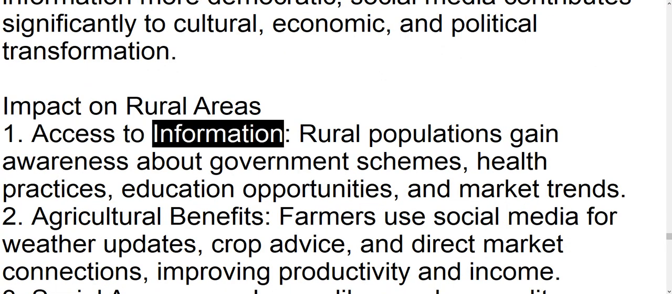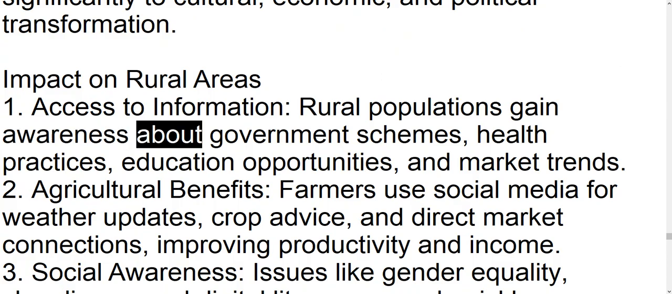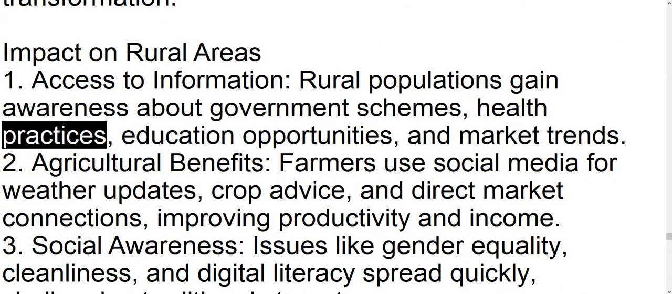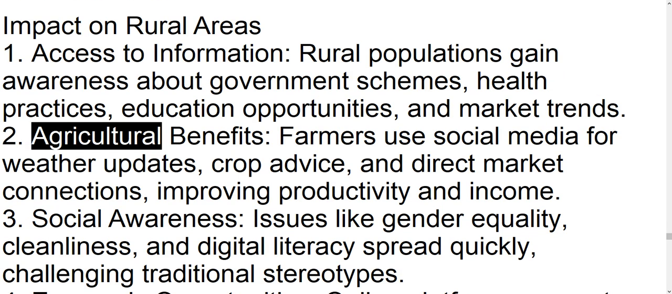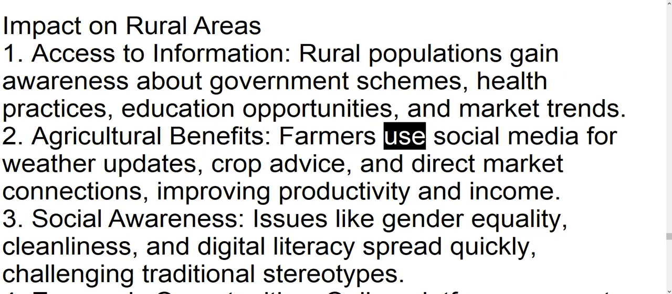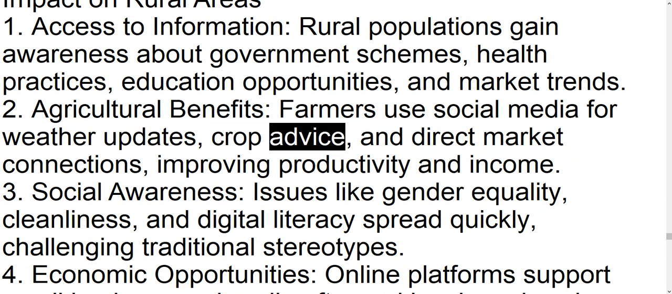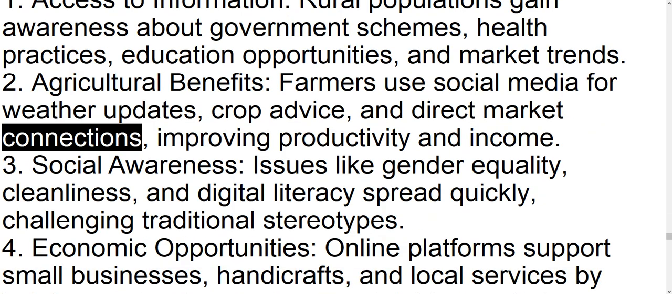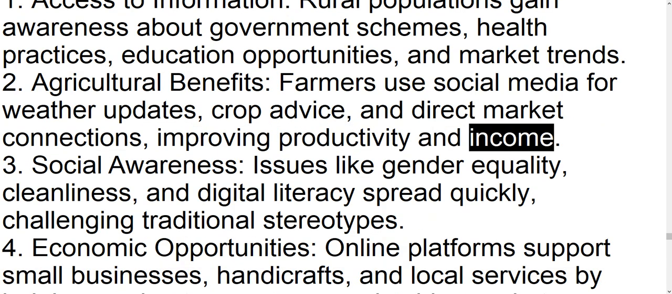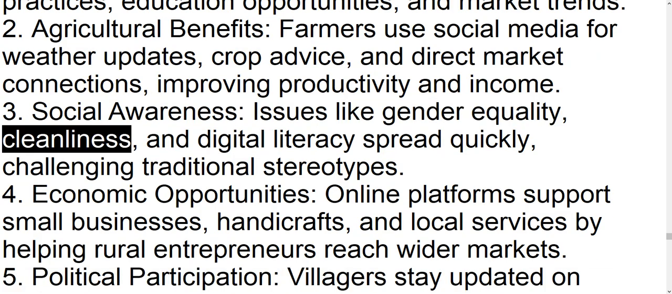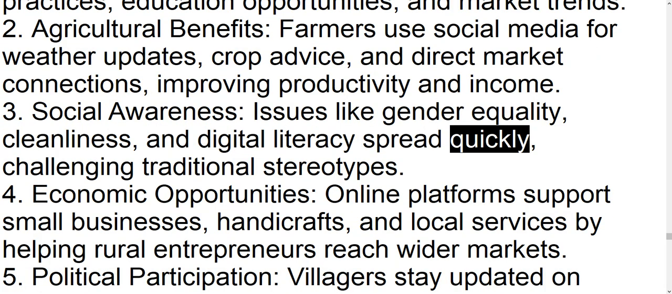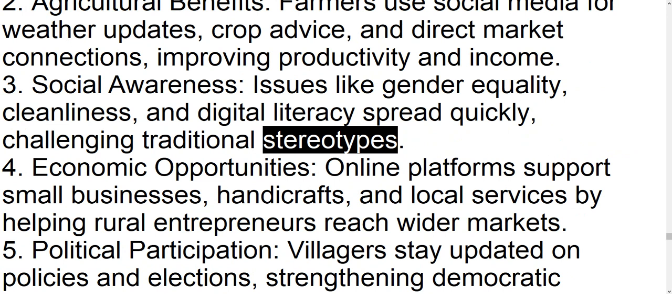Access to information. Rural populations gain awareness about government schemes, health practices, education opportunities, and market trends. 2. Agricultural benefits. Farmers use social media for weather updates, crop advice, and direct market connections, improving productivity and income. 3. Social awareness. Issues like gender equality, cleanliness, and digital literacy spread quickly, challenging traditional stereotypes.